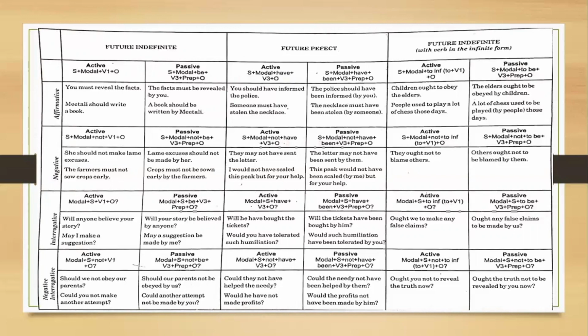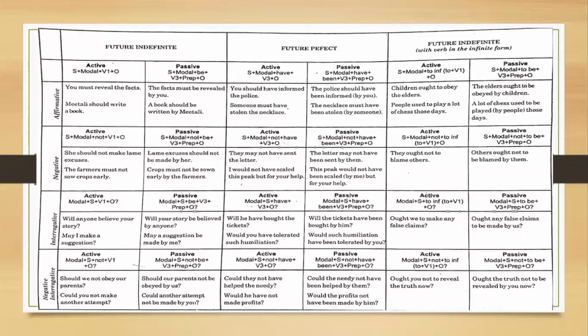Interrogative. Will anyone believe your story? Firstly, simple sentence. Anyone will believe your story. Okay. Now, change it. Your story will be believed by anyone. Now, will is the helping verb. It will come in front. Will your story be believed by anyone?